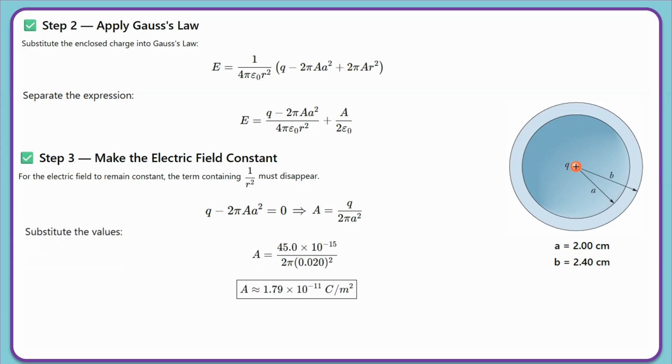Finally, substitute the numerical values. The answer is 1.79 times 10 to the power of negative 11 coulombs per square meter. Excellent work. This problem demonstrates an important idea in Gauss's law. Whenever the charge density varies with position, we calculate the enclosed charge using integration instead of the simple relation Q equals rho times V.